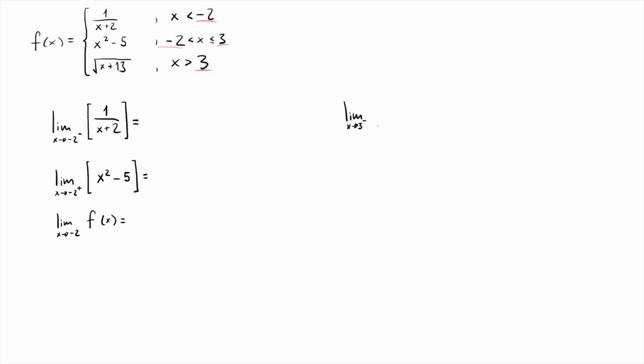Okay, and when we're approaching positive 3 from the left-hand side, what is our function defined by? Well, it's defined by x squared minus 5. And as we approach the limit as x approaches 3 from the right-hand side, what is our function defined by for x values slightly greater than 3? Well, it's defined by the square root of x plus 13. And if we can find both of those limits, we can find the general limit as x approaches 3 of our general function f of x.